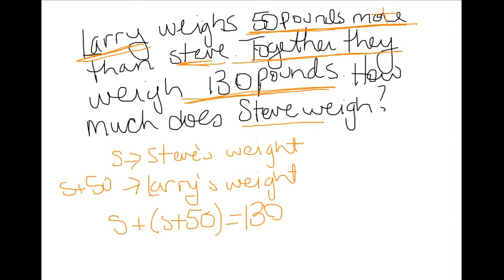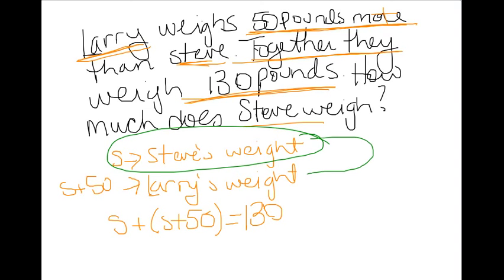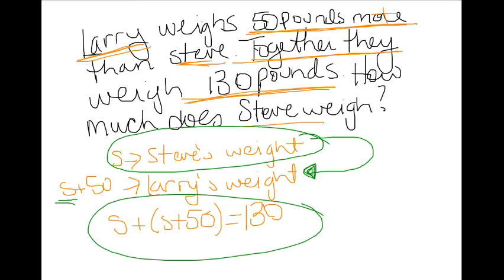Then, once I have my variable declared, once I have that done, I need to write all relationships around that variable. I have to use S down here. And once I have those two, then I write the relationship between the two of them right here. And I know that when I add them, I get 130 pounds.